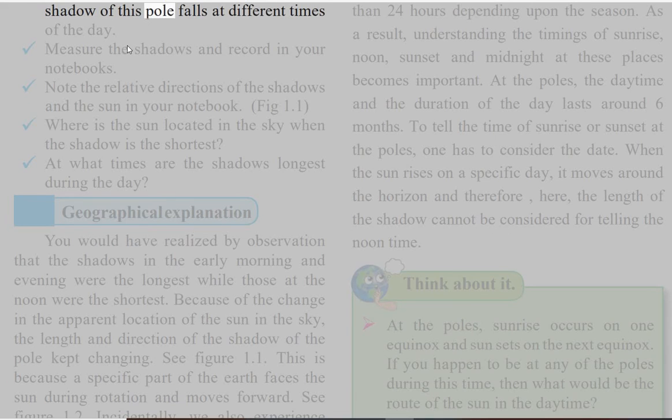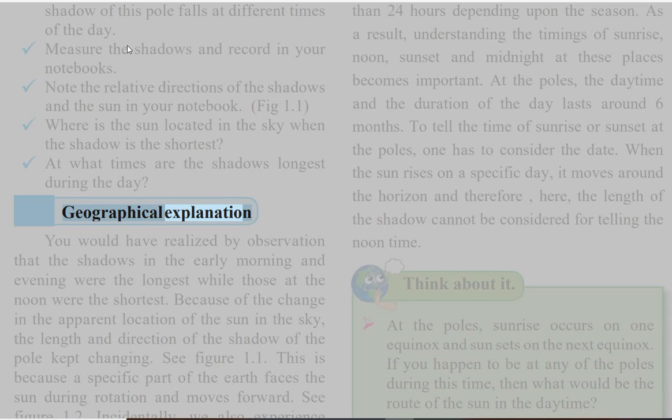Shadow of this pole falls at different times of the day. You measure the shadows and record in your notebooks. You note the relative directions of the shadows and the sun in your notebook. Fig 1.1. Where is the sun located in the sky when the shadow is the shortest? At what times are the shadows longest during the day?